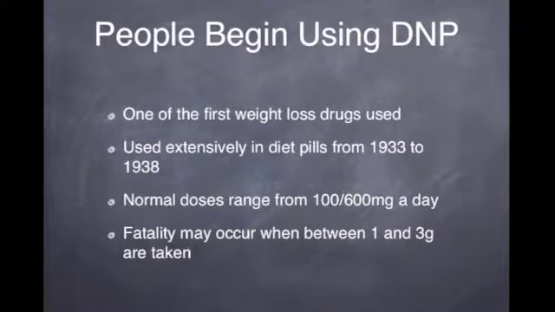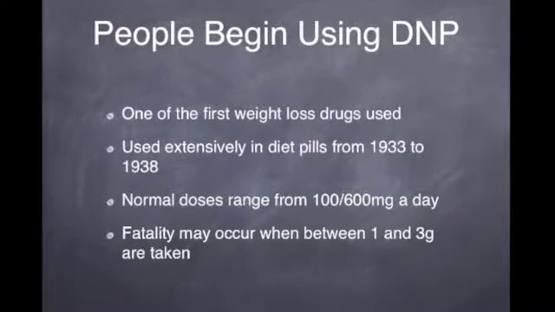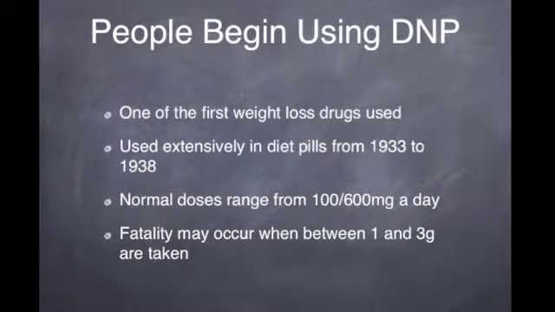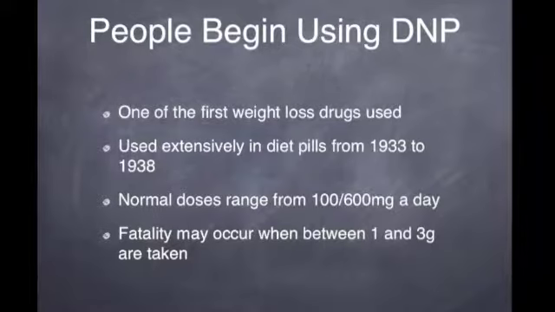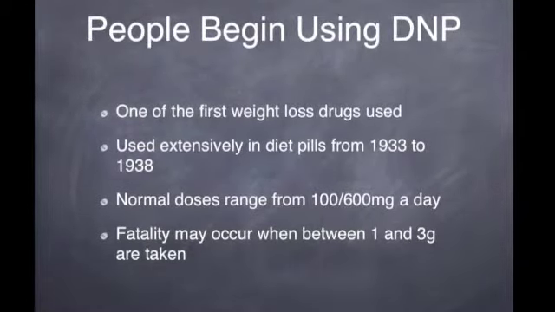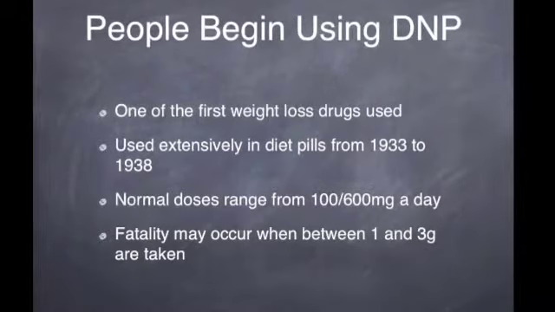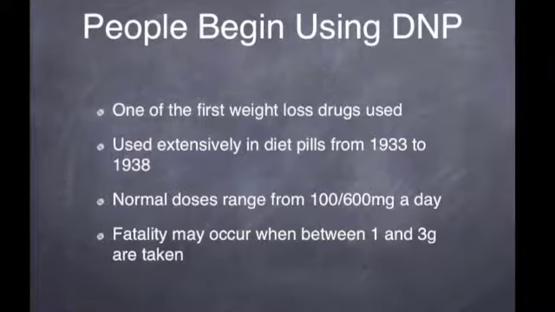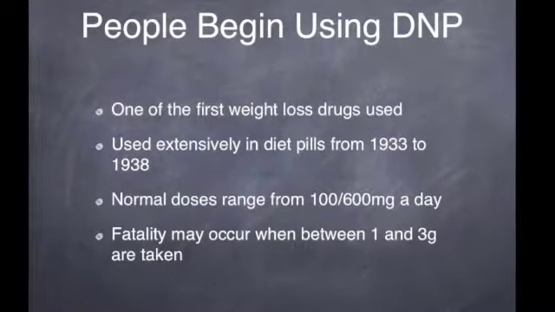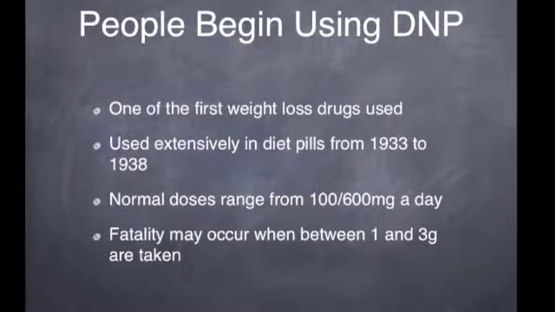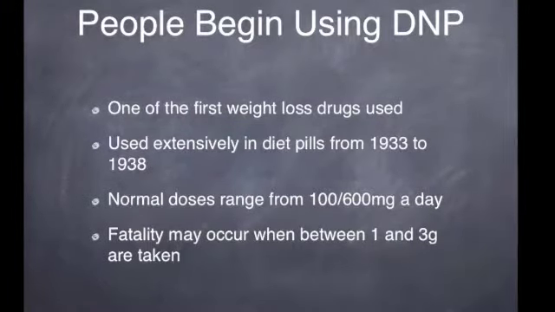Now, people began using DNP after the autopsies were performed and the study was conducted, and it became one of the first weight loss drugs used. It was used extensively in diet pills from 1933 to 38, and normal doses ranged from 100 to 600 milligrams a day, but fatality was found to occur if using between 1 and 3 grams, depending on the person.